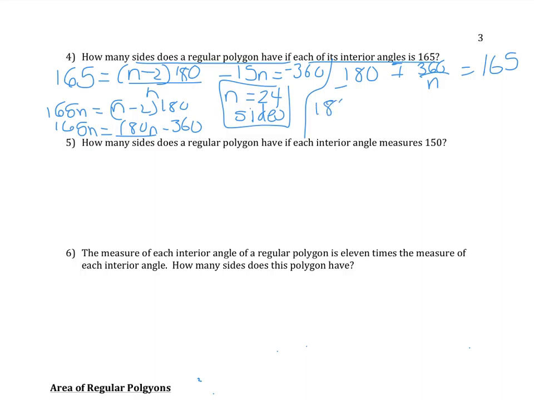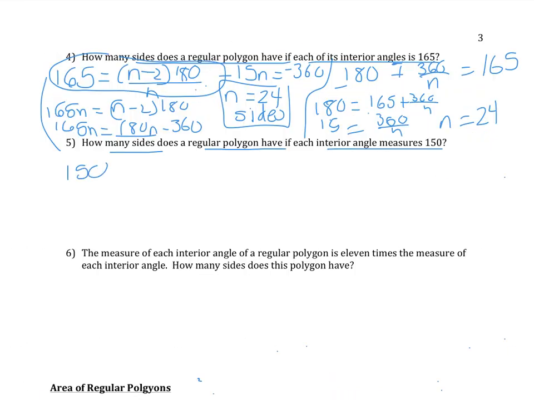So 180 equals 165 plus 360 over n. Then I'm going to subtract 165 and get 15 equals 360 over n. Multiply both sides by n, get 15n equals 360, and again n is going to equal 24. I actually just like this way better. I just set it equal to the formula for each interior angle.